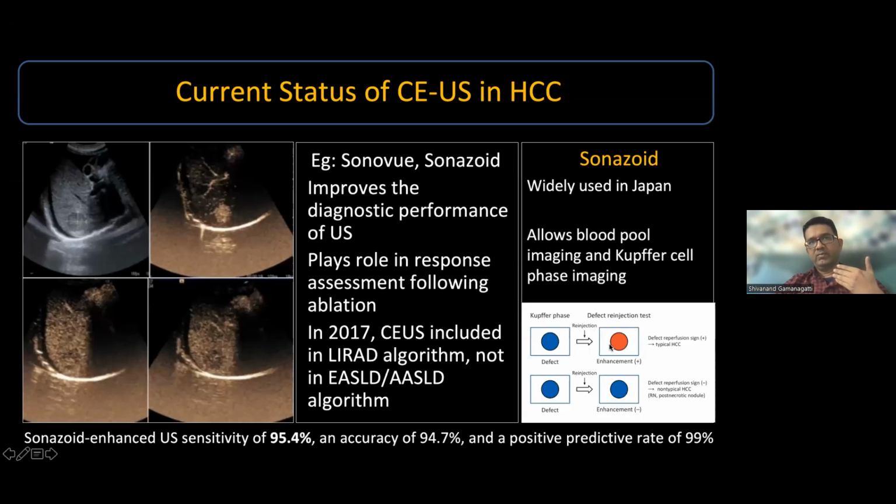When we give a re-injection, we see whether that hypoechoic lesion shows enhancement or not. Once it shows enhancement, it is highly certain that you are dealing with HCC. This is typically used in Japan. We don't have access to this currently, but we have access to SonoVue. It also plays an important role in following local ablation therapy. If you are doing ablation, in the same sitting you can see how much you have ablated. If there is any residual lesion, you can do a second ablation in the same sitting. That is another role of contrast enhanced ultrasound in the current scenario.